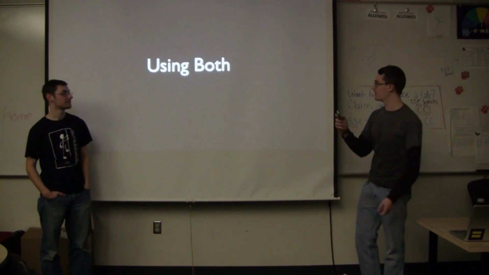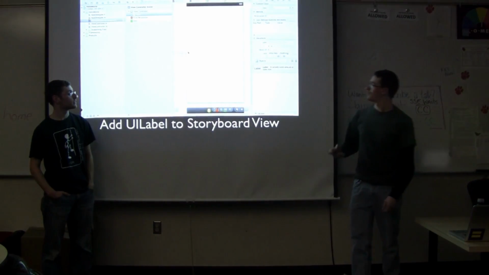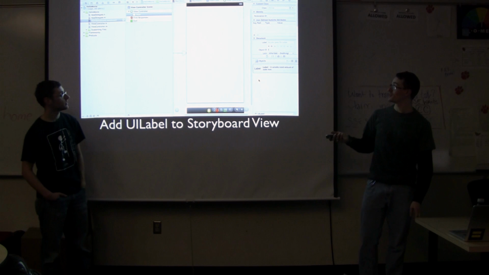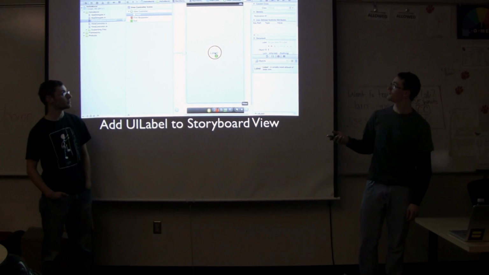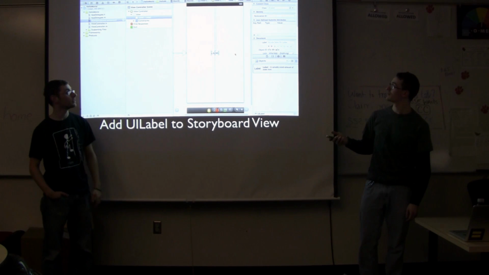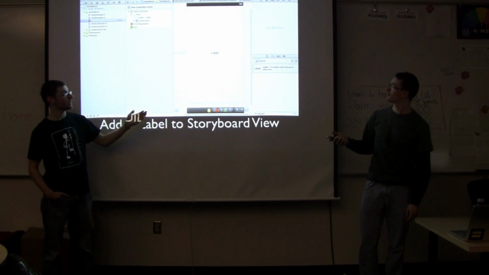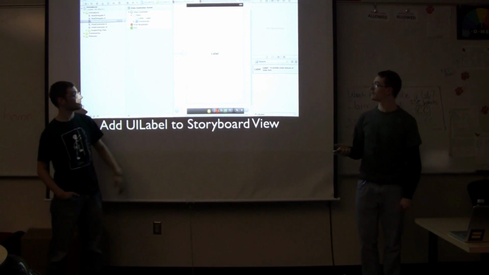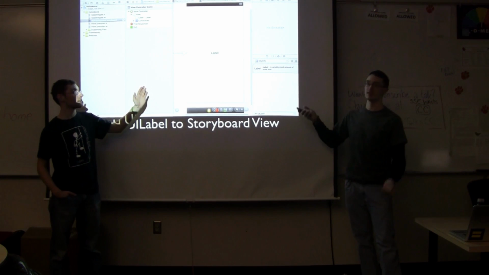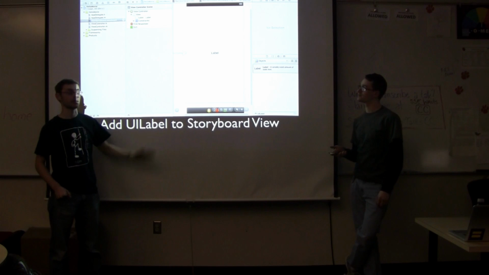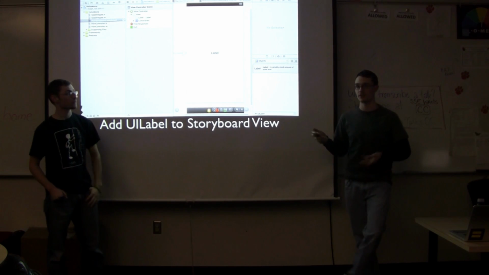Now using both. First you're going to add a UILabel to the storyboard view. So same as before, you can just drag the label onto the view. And now, instead of editing it this time, we're just dragging the label onto the view and not doing anything with it there. It's unimportant what it says. You're going to override its value.